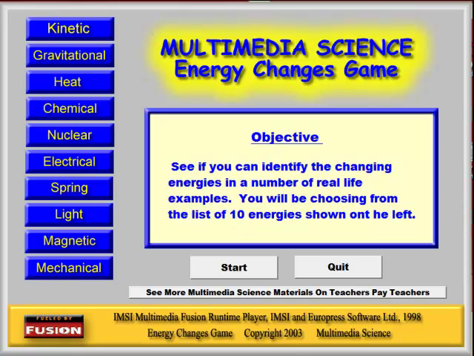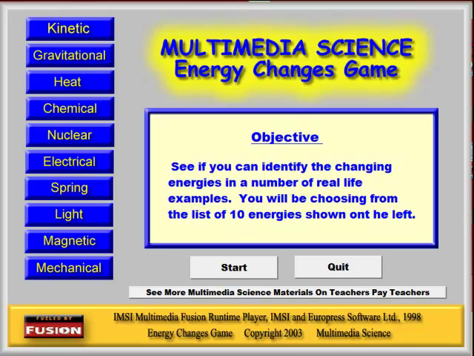Well, Multimedia Science is back, and today we're going to look at another computer application, this time the energy changes game. I used to teach the types of energy and definitions, and I was really surprised to find that as soon as I gave the students some examples, like a Rube Goldberg machine, and asked them to point out the way that energy changes from one form to another, the students really did poorly.